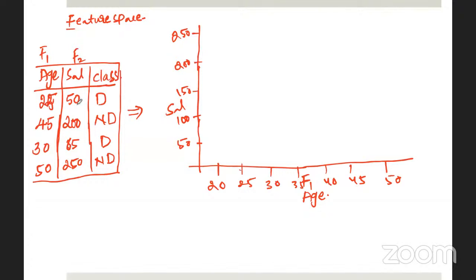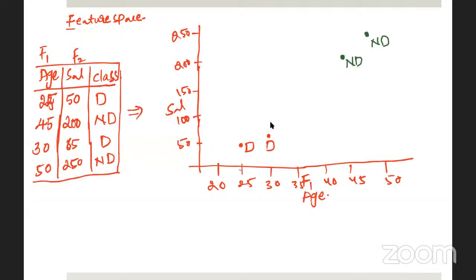The first data point, 25, 50. This is where I can mark the data point. What is the class label for this? D, that means defaulter. Then the other one, 30, 65, is somewhere around here, for example. So this is also a defaulter. Now let us mark the other data points. Here we have 45 and 200. 45 is here and 200 is here. This is not a defaulter, not a risky customer. And then 50, 250, which is here somewhere. Let me put it here. Not a defaulter.